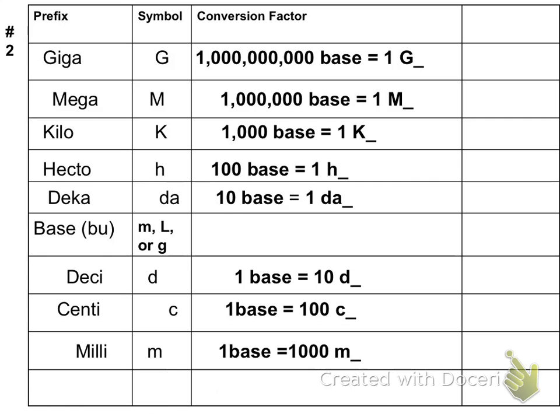And then there's one more I want you to know called the micro. And the micro is this funny backwards looking Y thing. And 1 microgram is 1 millionth of a gram, so 1,000,000 micrograms in 1 gram.